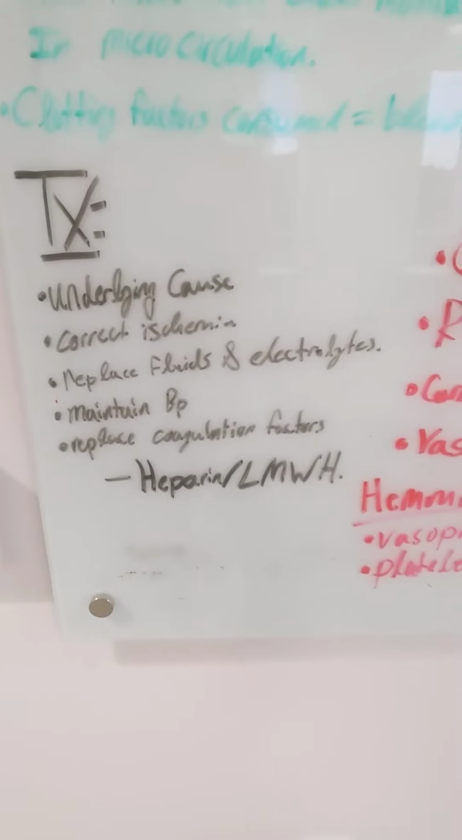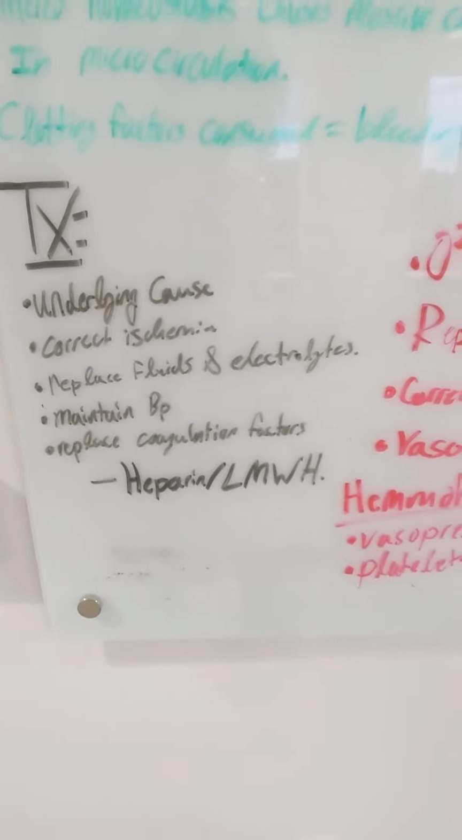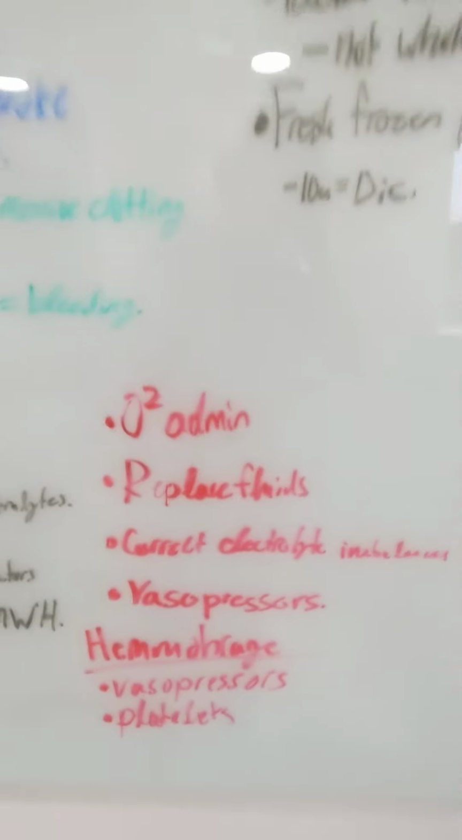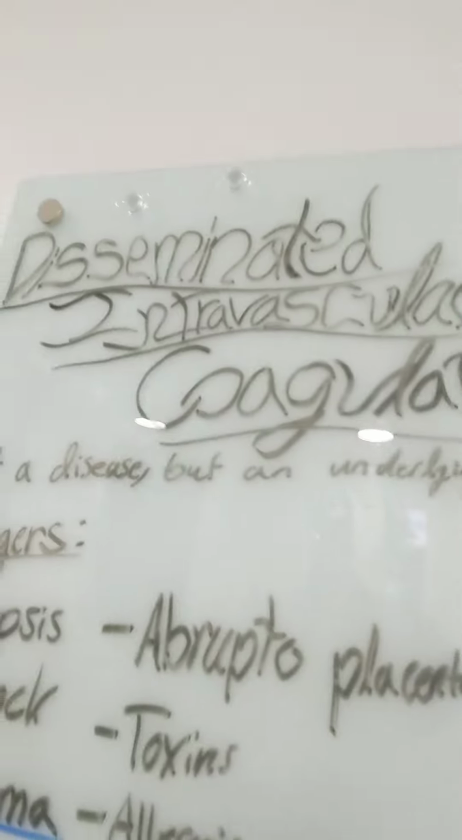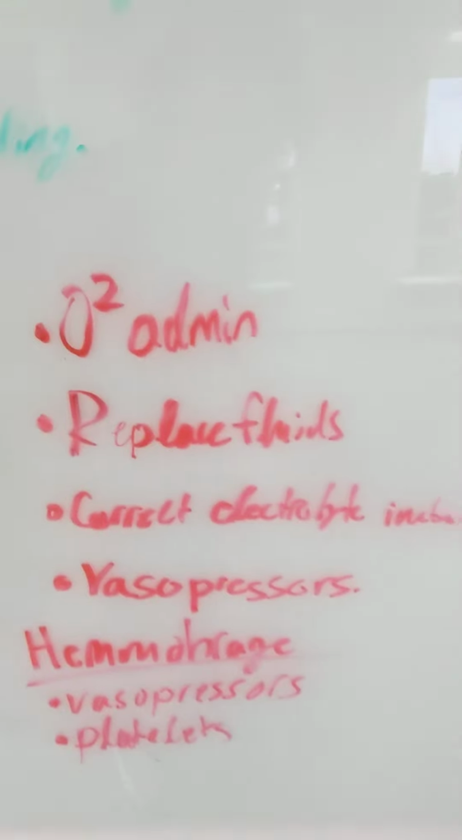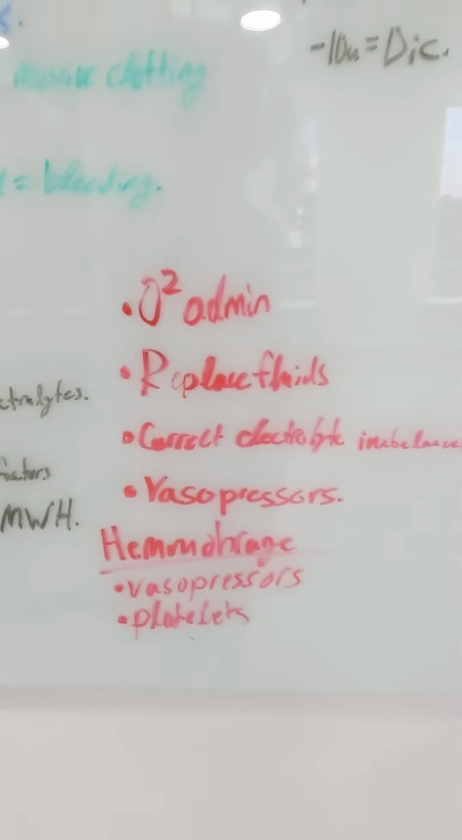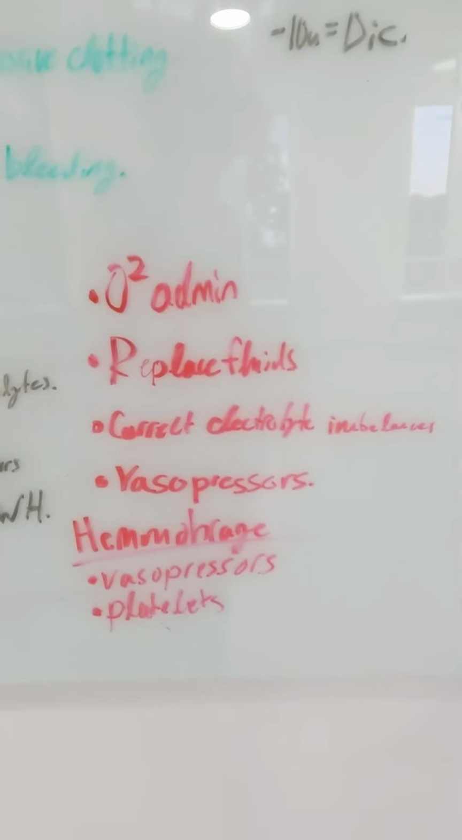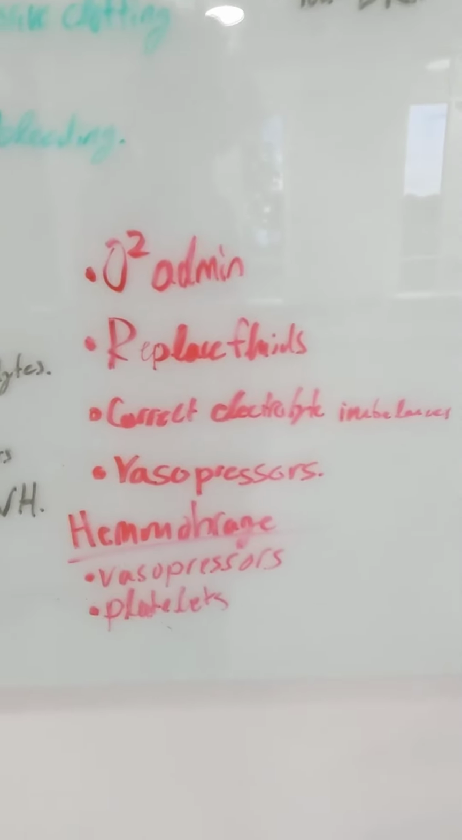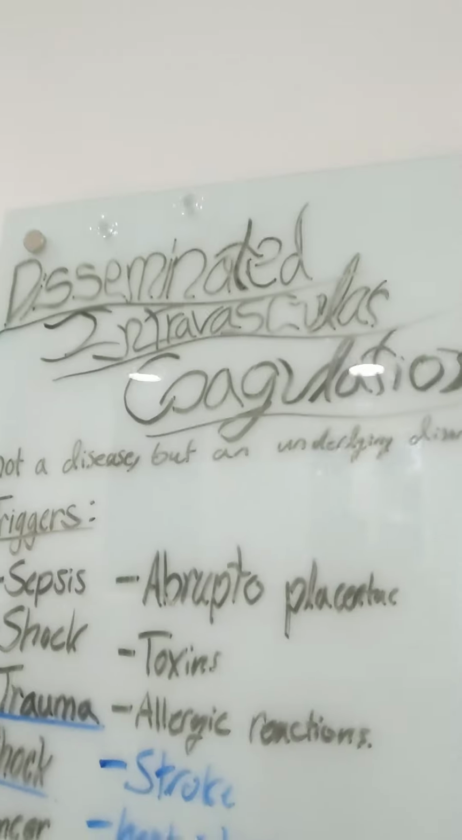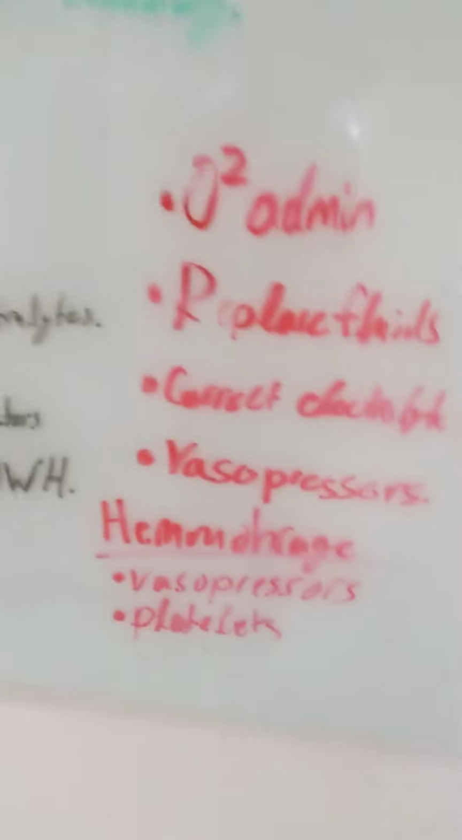One thing we may be giving is heparin or low molecular weight heparin. Another thing I found, which was in the book, is we're going to administer O2. For DIC, we're going to administer O2, replace fluid, correct electrolyte imbalance, and give vasopressors. A side effect of vasopressors is MI signs and symptoms, so we need to be aware of those. So if they're having a hemorrhage with DIC, they're bleeding out like crazy, what are you going to do? You're going to give them vasopressors and platelets.